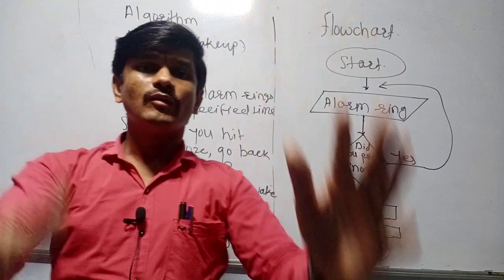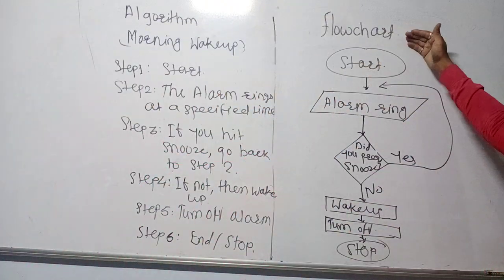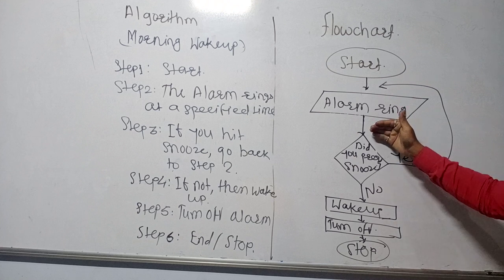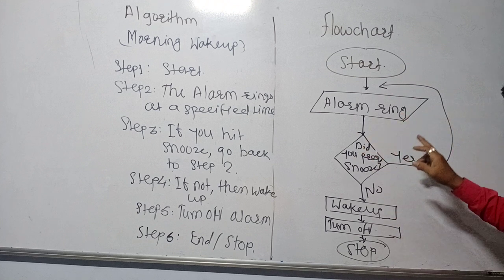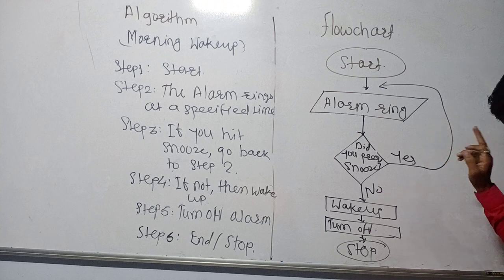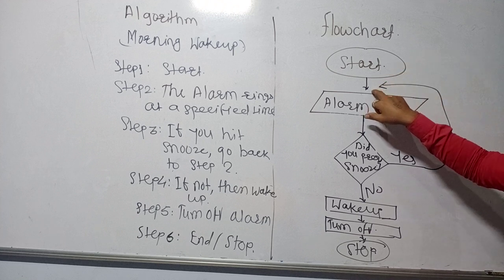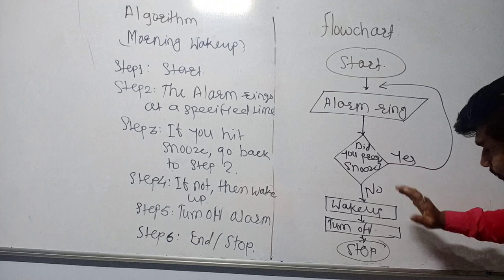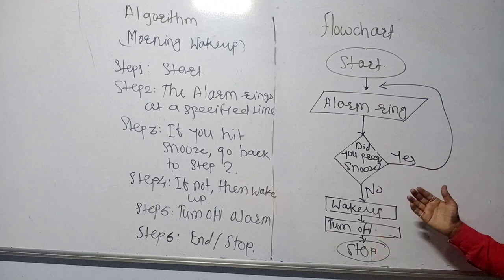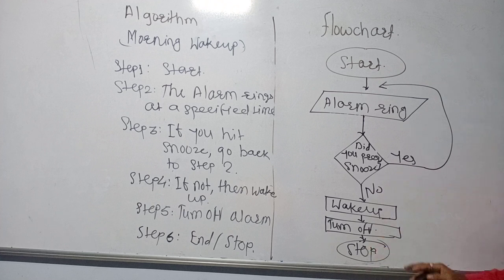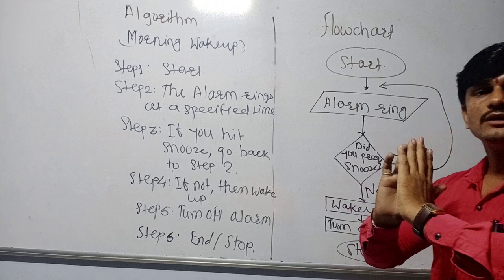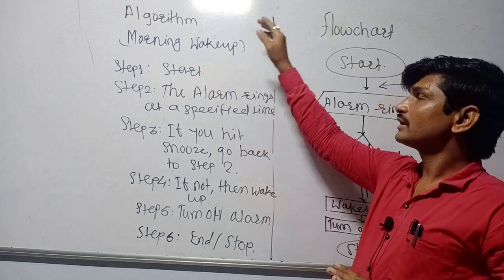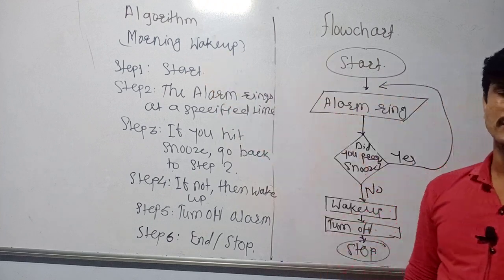Now see here what will happen. See, start, alarm ring, then did you press snooze? If you pressed it, you can say yes, then you go to step 2. Otherwise you can go to step 4, wake up and turn off alarm. Like this you can easily represent with the help of algorithm and then flowchart.